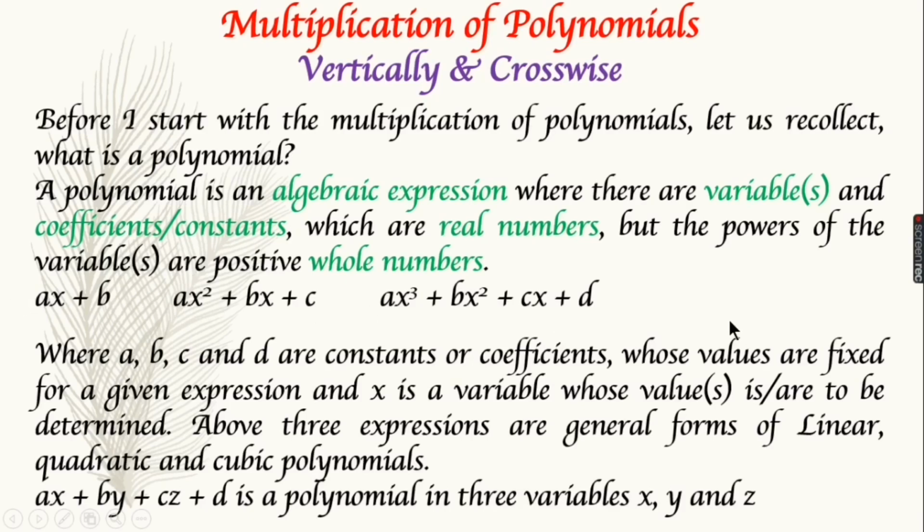for a given expression. Here a, b, c and d have been shown as constants, or they are also called coefficients because they make the variable that much more efficient. They are associated with the variable and make it that much more efficient. And these are real numbers. Real numbers are the counting numbers, the whole numbers, the integers, the rational numbers, and the irrational numbers. So all these numbers are called real numbers.